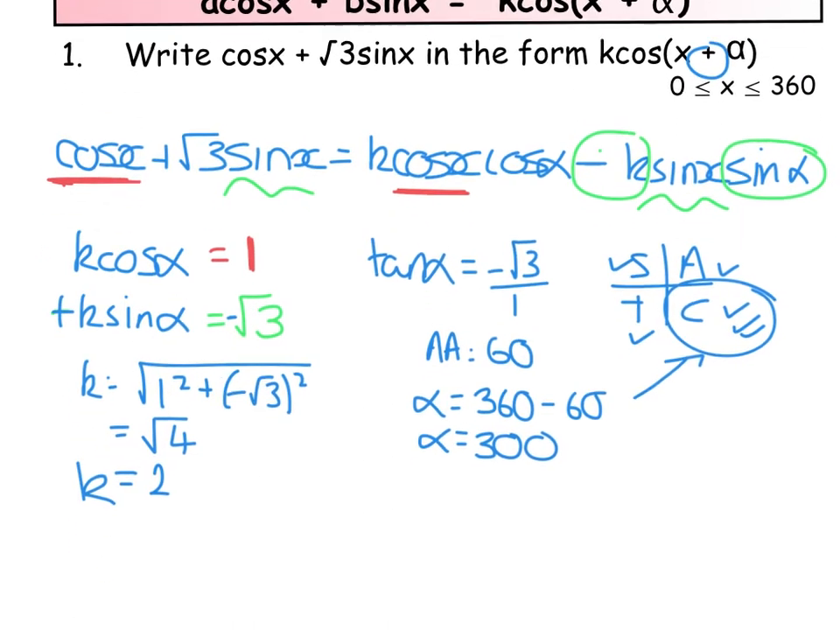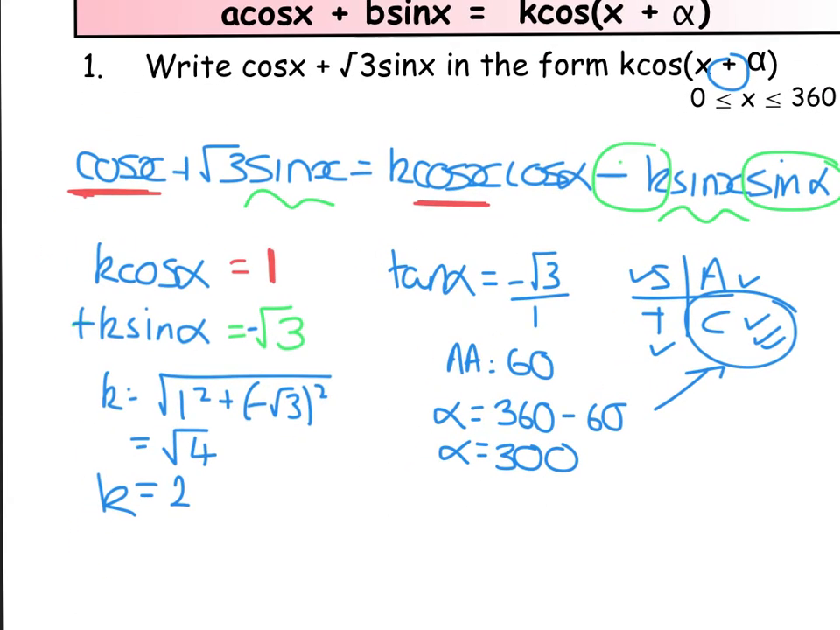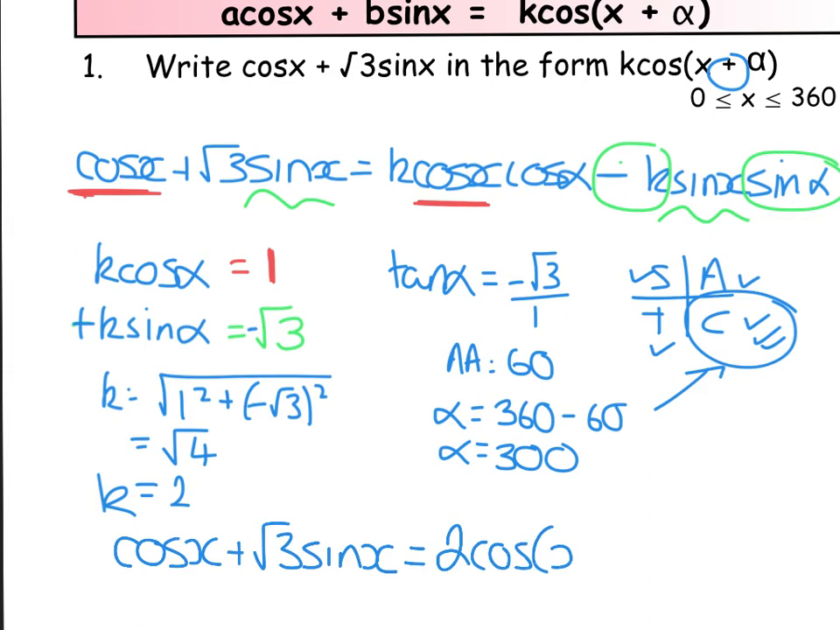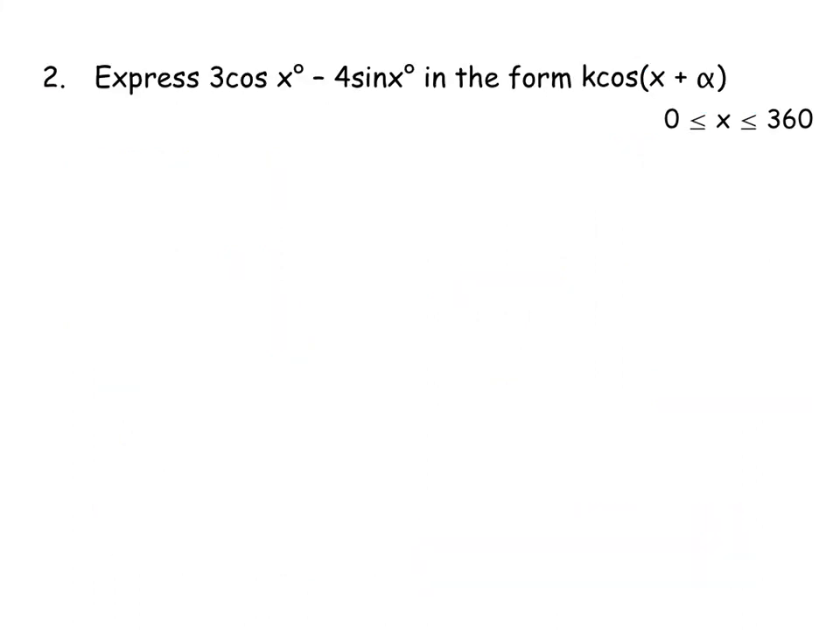And then the way I finish all my questions is I just always write the question out again. So we have cos x plus root 3 sin x equals, so k was the number 2, and then we had cos bracket x minus alpha, which was 300. So the last step is always your substitution. And then that there is your final answer. Okay, let's have a look at another one.